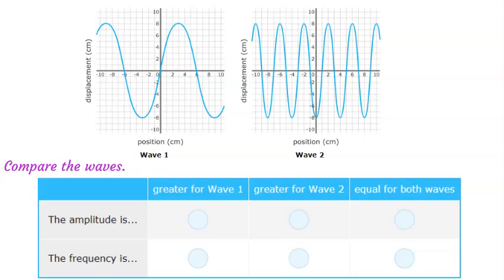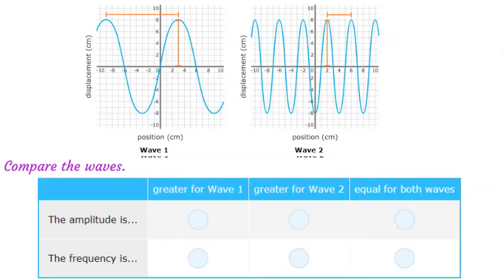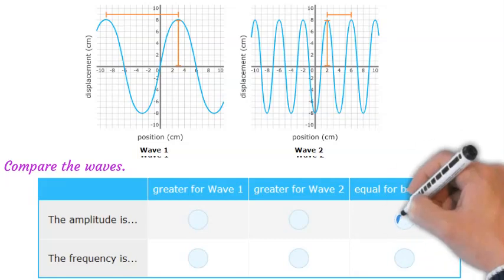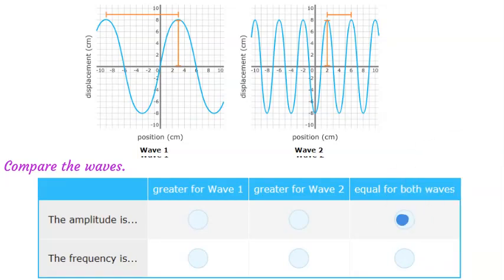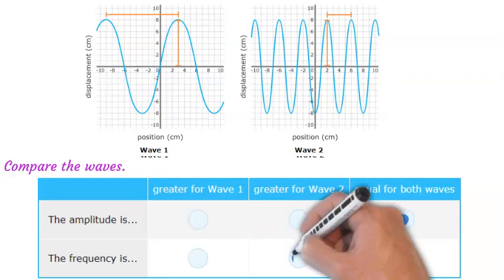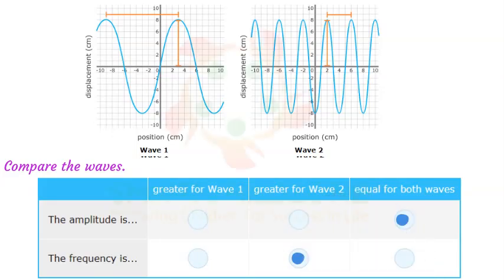To compare the waves, first find the amplitude and wavelength of each wave. Both waves have an amplitude of 8 centimeters. So the amplitude is equal for both waves. Wave 1 has a wavelength of 12 centimeters and wave 2 has a wavelength of 4 centimeters. Since both waves are traveling at the same speed, the frequency is greater for wave 2.